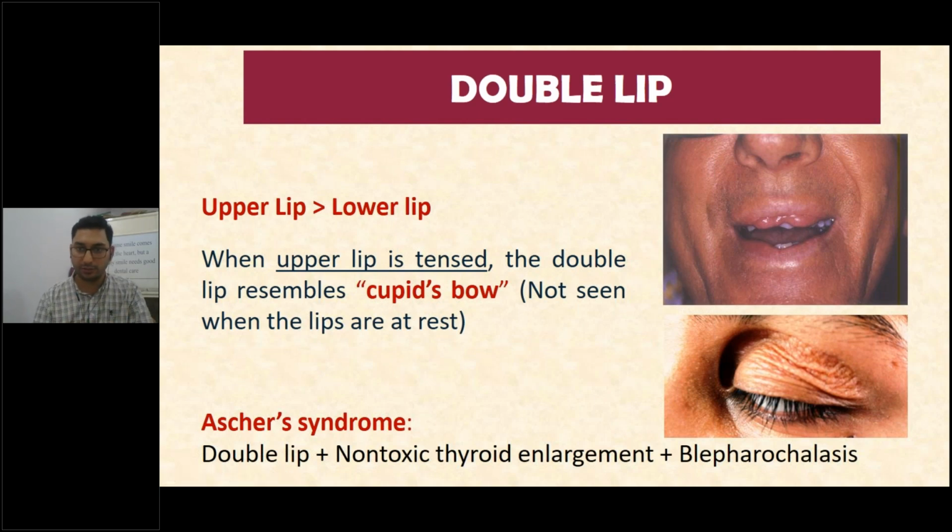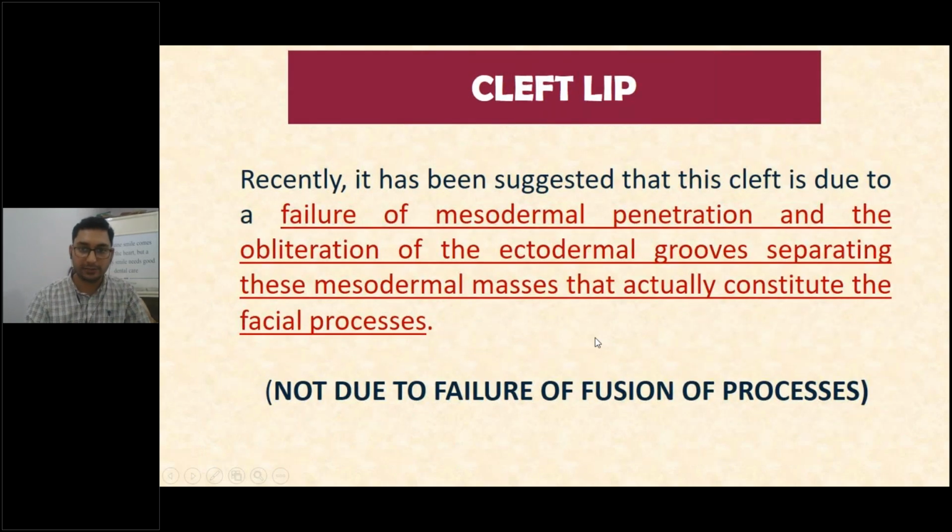And Asha will be double lip. If someone has come to you for a handshake and suddenly he smiles and you see a double lip on his face, then it is Ascher syndrome. So that is all you need to remember. Okay, next is the very important topic, cleft lip and palate.